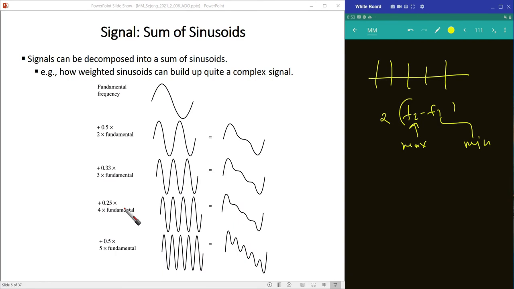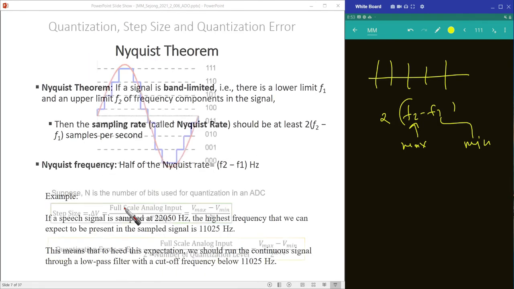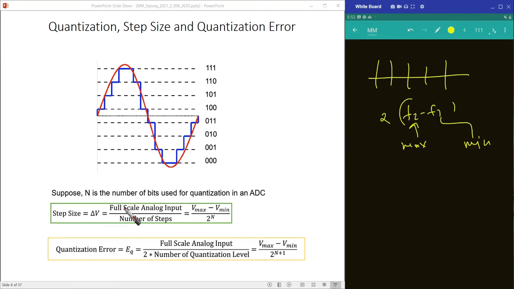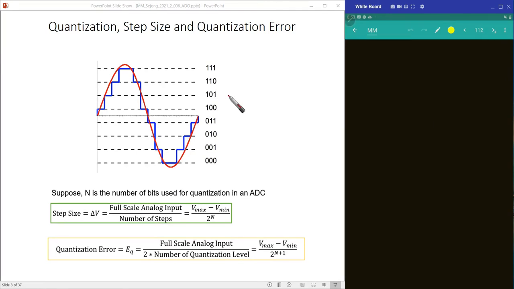So, okay, now let's go forward. If you remember the quantization, for example, let's say this is our analog signal, and this has a minimum range, and this has a maximum range, and we want, let's say, 8 levels, so we can just assign that level, right?